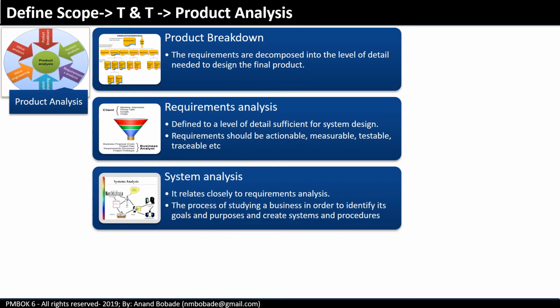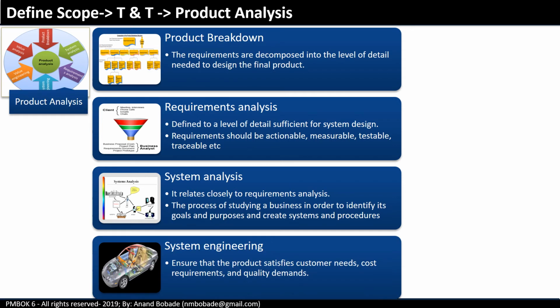System analysis. It relates closely to requirements analysis. It is the process of studying a business in order to identify its goal and purpose and create systems and procedures to match that. System engineering. It ensures that the product satisfies customer needs, cost requirements, and quality demands. It is the process of balancing constraints like cost, quality, and scope to get the best possible product.